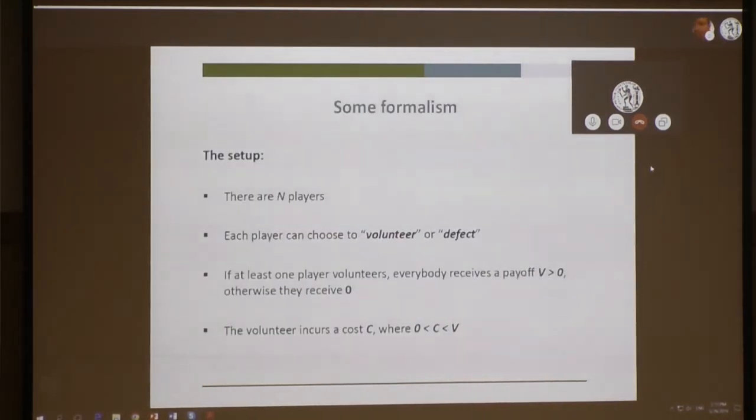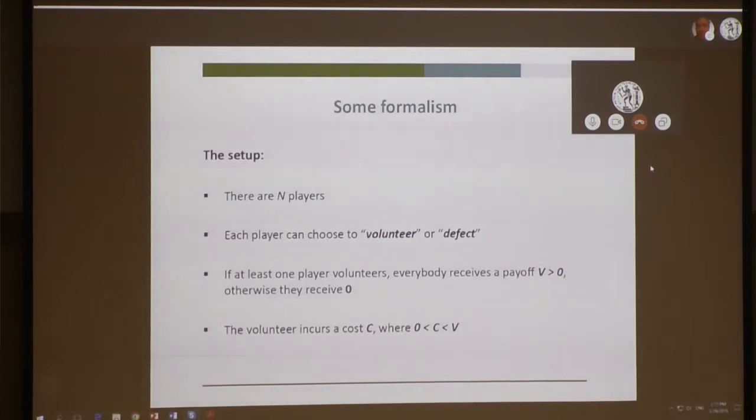So let me just spend like 3 minutes and add a little bit of formalism just for the sake of it, because this is in fact a mathematical conference. Let me give you an extremely simple setup. I like extremely simple. So suppose there are n players in this volunteer's dilemma game. Each player can volunteer or defect.